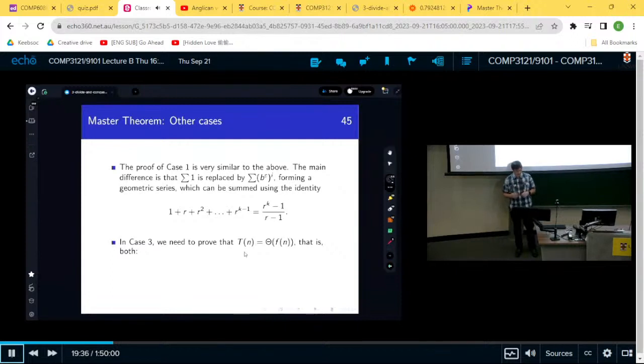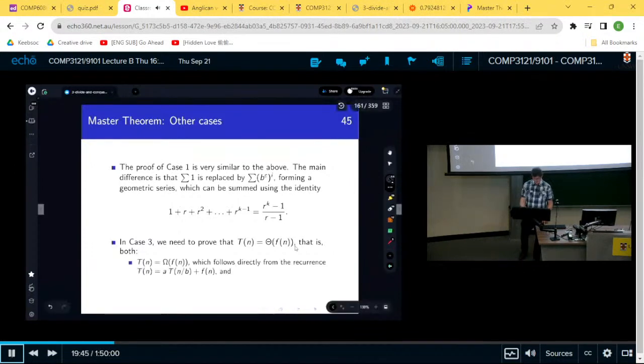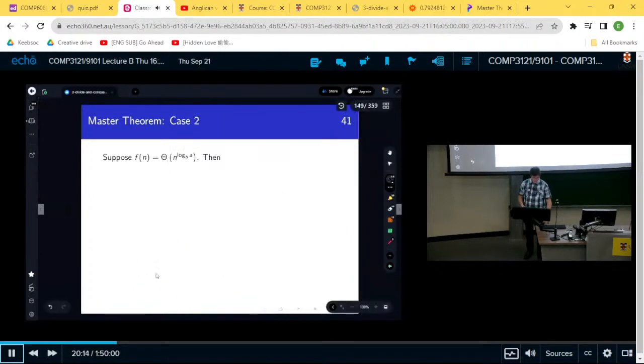Now, in case 3, we have this additional condition. Here we have that T of n is big theta of f of n. We have this condition that T of n... We're going to use this condition later. Okay. So case 3, let's recall the master theorem.